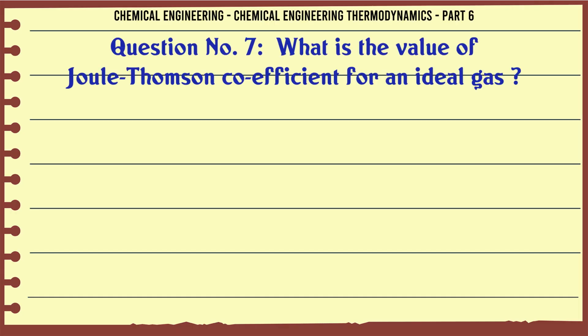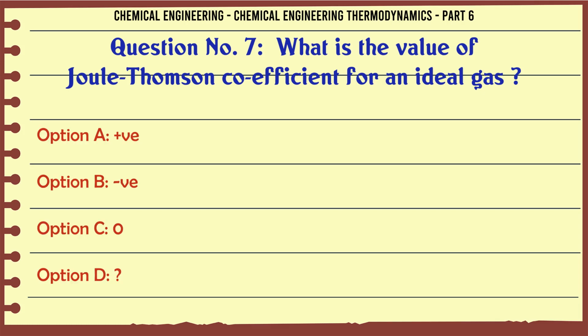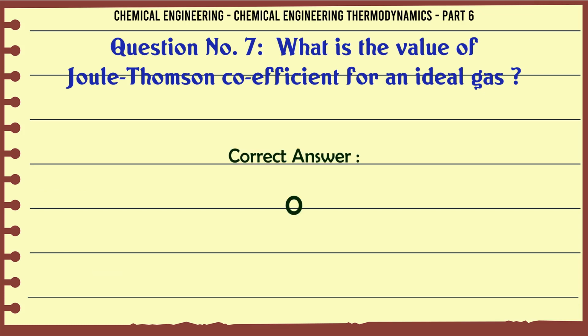What is the value of Joule Thomson coefficient for an ideal gas? A) +ve, B) -ve, C) 0, D) infinity. The correct answer is 0.